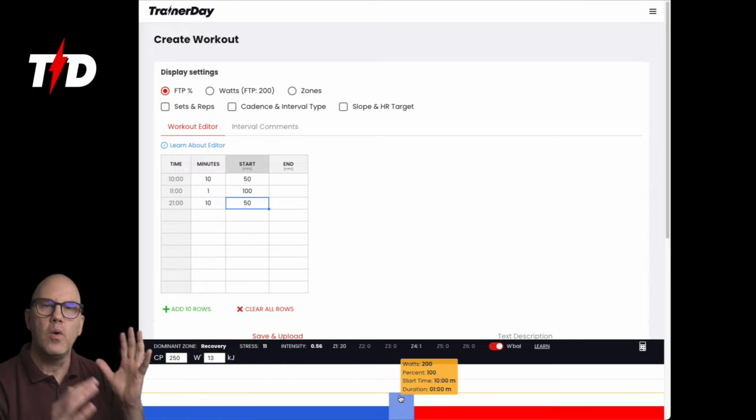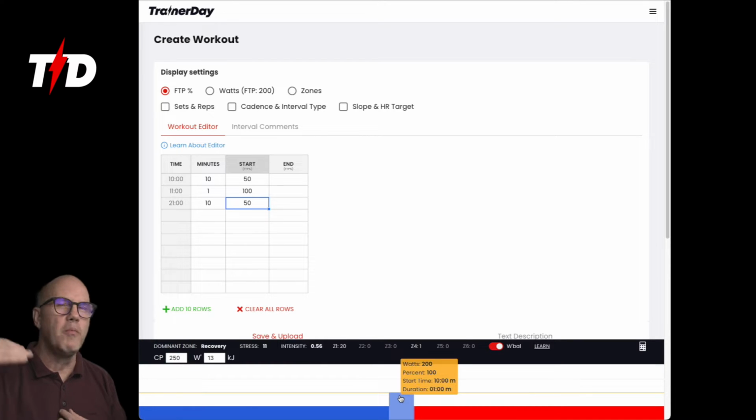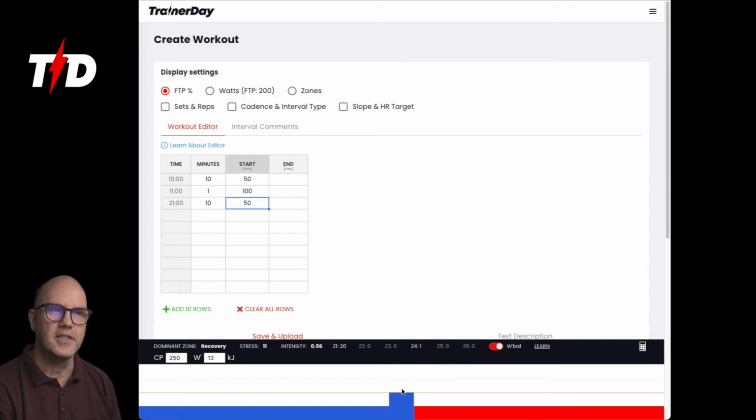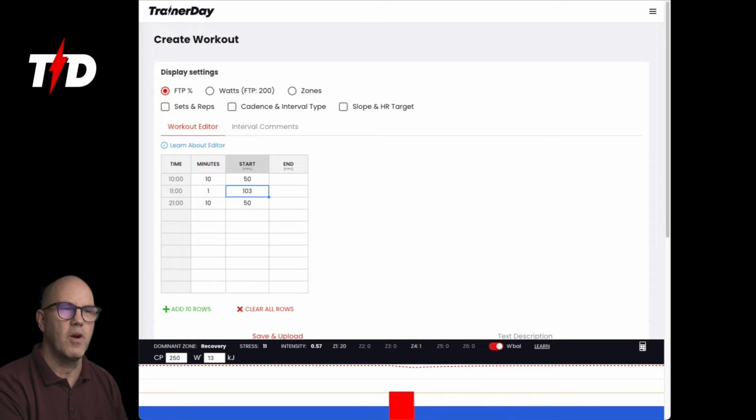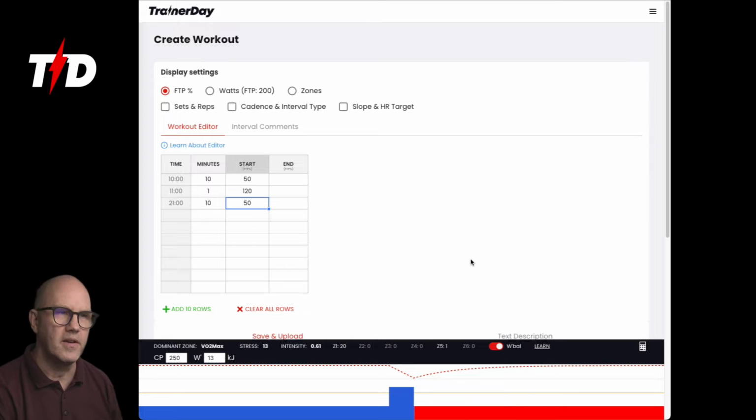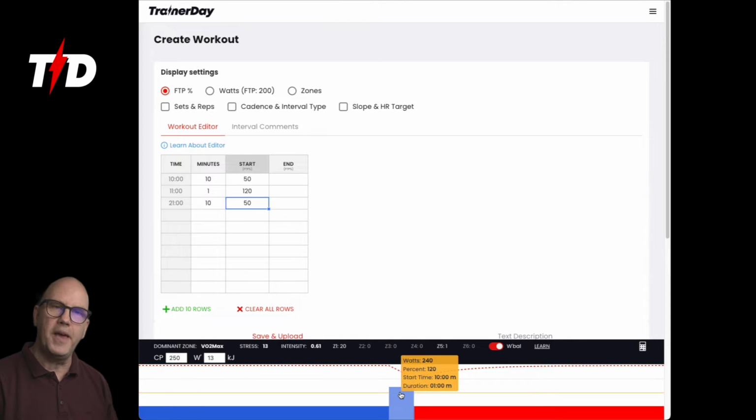Anything below your FTP is pretty much almost exclusively using your aerobic energy system. When you do workouts that are over 100%, it starts to use more of your anaerobic system. If you're doing 103%, that's still mostly aerobic. But as it gets up there, especially 120 plus, or even 110 if you have a lot of intervals, it uses more of your anaerobic system. FTP is all about the aerobic system.